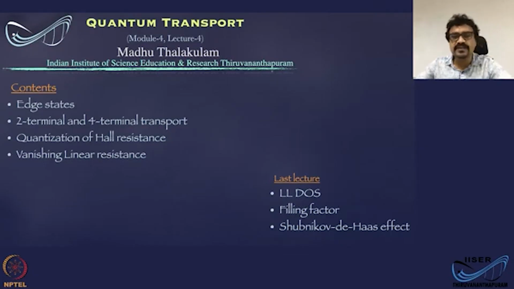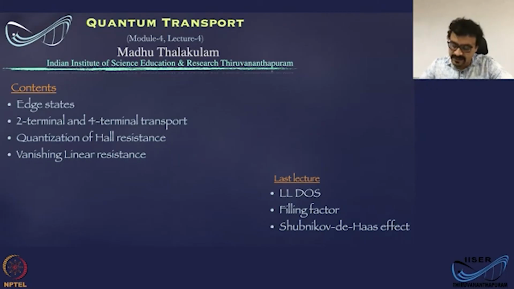Now we are reaching the last segment of the quantum Hall effect discussion, that is the resistance or the conductance quantization, when you measure transport through a two-dimensional system at high or quantizing magnetic field.